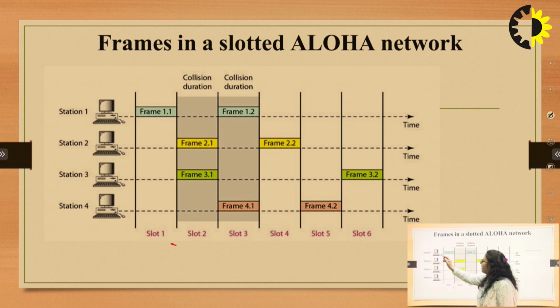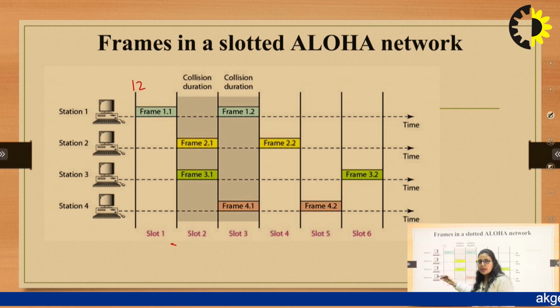How does it reduce? Suppose station 1 wants to send the data at 12, and many other stations also want to send data, but they miss it by a few seconds. Then even after a few seconds they will not be allowed to send the data.